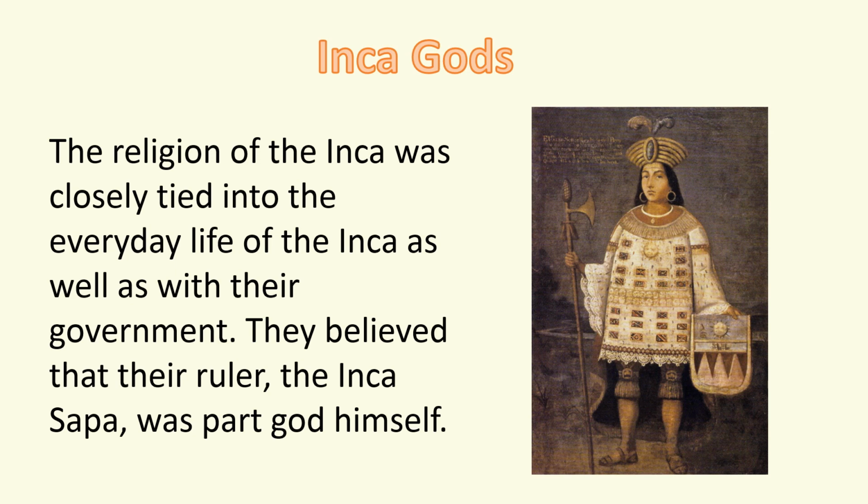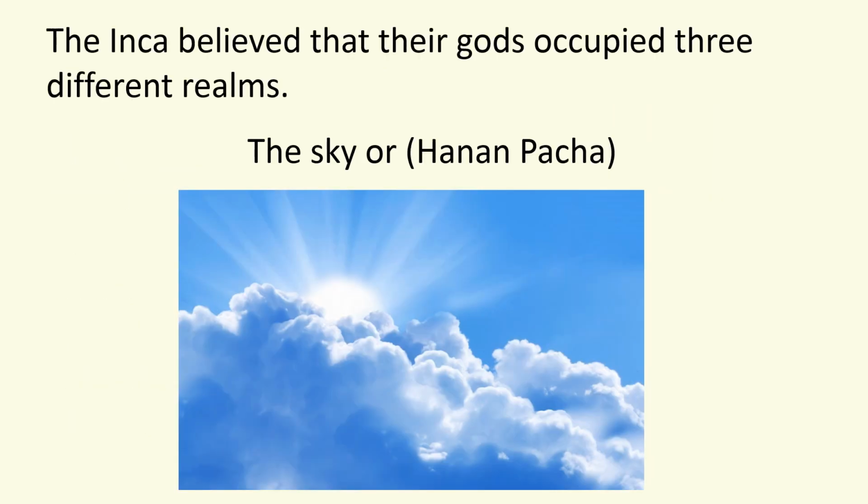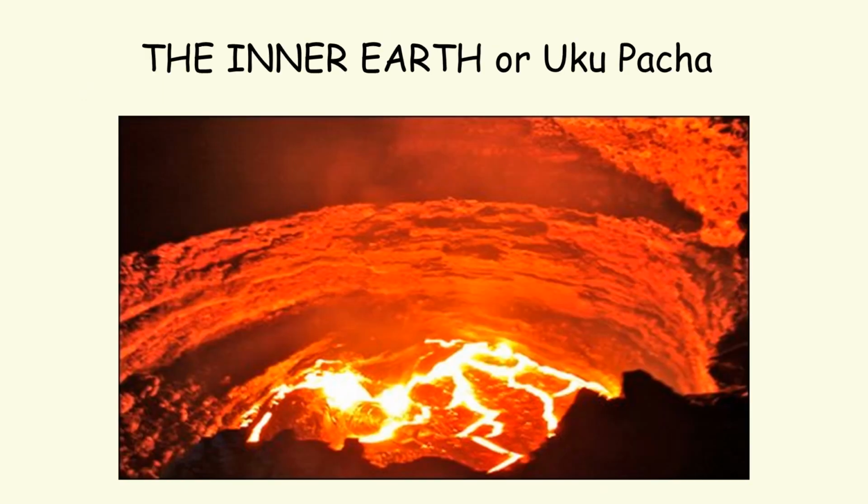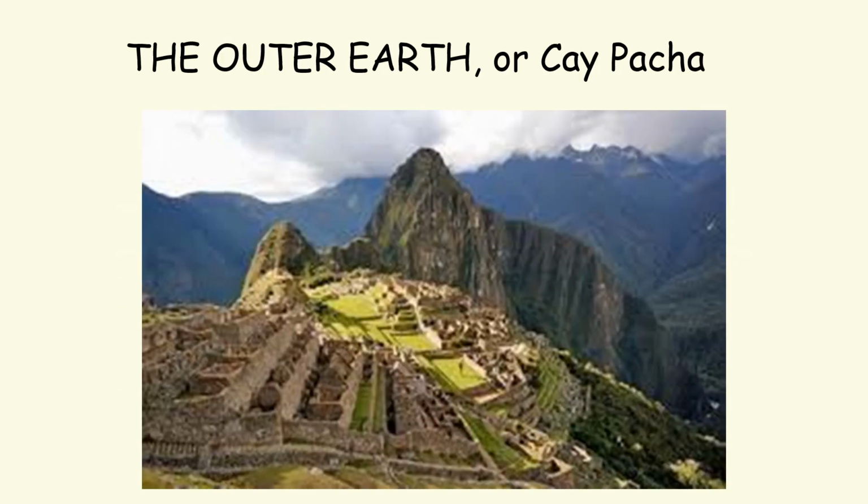So this is a picture of the Inca Sapa. The Inca believed that their gods occupied 3 different realms: the sky or Hananpacha, the inner earth or Ukhupacha, and the outer earth or Kaypacha.